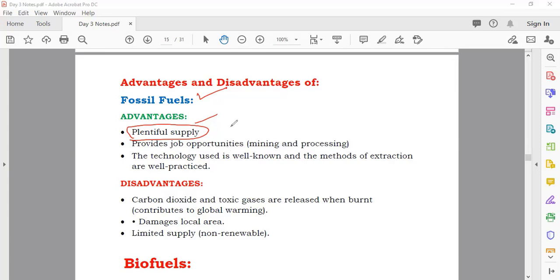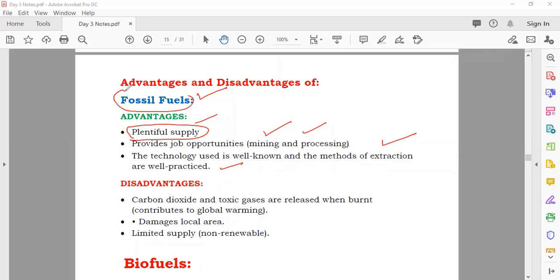Number two, provides job opportunities, mining and processing. For example, if you want to use the fossil fuels, you have to take it from the ground, and for that, you need people. It means fossil fuels create a lot of jobs for the people. Number three, the technology used is a well-known method of extraction, well practiced, because people have been taking this for maybe more than 100 years, so they know how to take it. So now it is easy to take out.